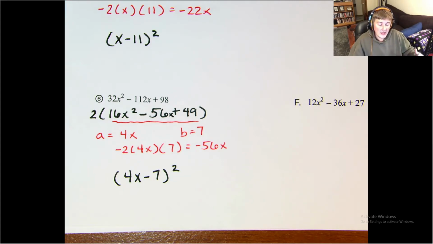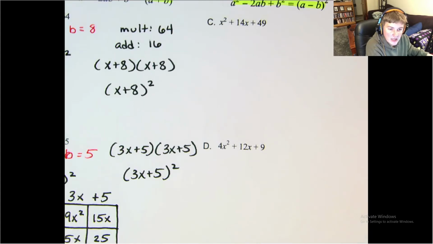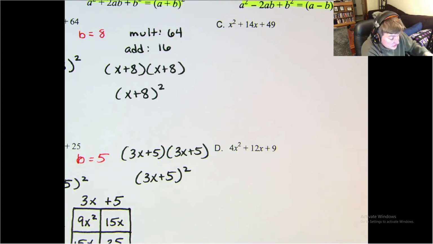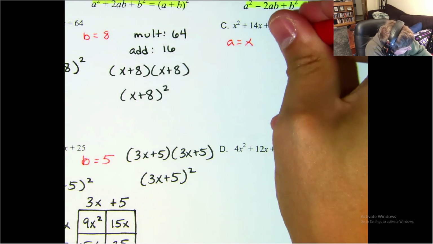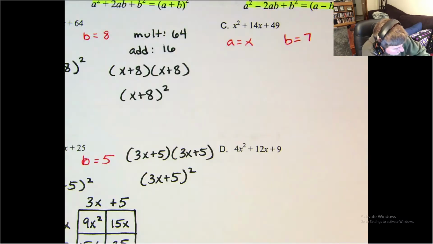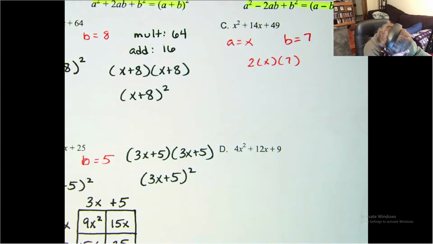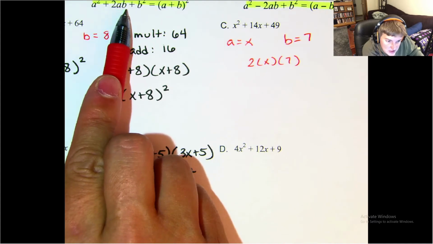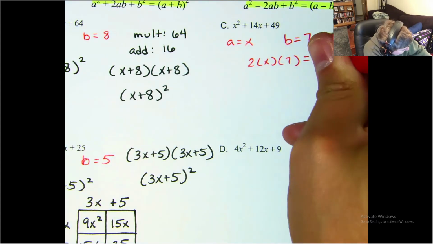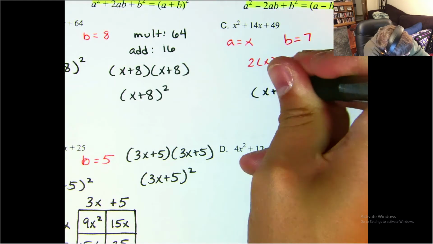Now, regardless of whatever method you're comfortable with, the prior methods or identifying this as a special pattern, I want you to go ahead, move forward, and try C, D, E, and F, and check it with me when you are done. Okay, so I am going to go ahead and move in. Just assume that you've already checked these. My first term is a perfect square. Its root is x. My last term is a perfect square. Its root is 7. And if I go 2 times x times 7, or 2 times a times b, this is equal to 14x. Therefore, this factors into x plus 7 squared.